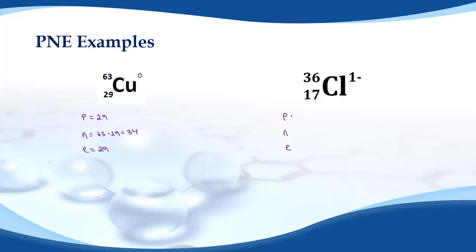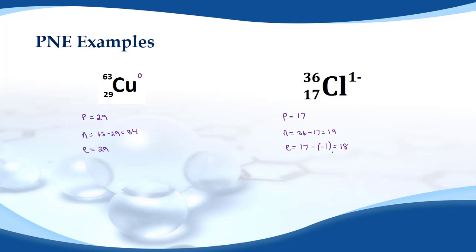And then for our chloride ion, the number of protons is the atomic number, so that's 17. The number of electrons is our atomic number minus the charge. Right, so we're going to subtract -1, which is the same as adding 1, which gives us 18 electrons. And again, the number of neutrons is equal to the mass number 36 minus 17, which means that we have 19 neutrons. Right, so this is proton, neutron, and electron counting.